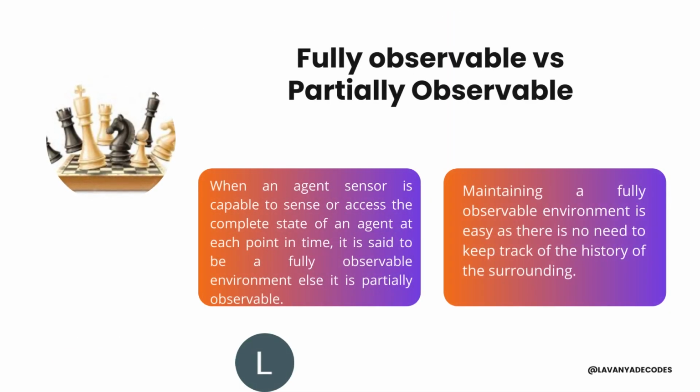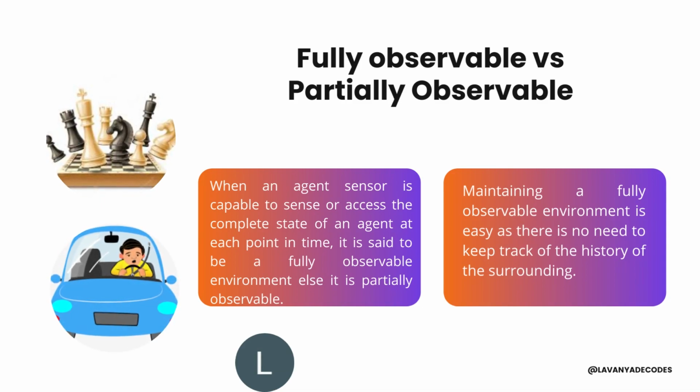Let's discuss the difference between fully observable and partially observable. When an agent's sensor is capable of sensing or accessing the complete state of the environment at each point in time, it is said to be a fully observable environment. Else, it is considered partially observable. The next important point is that maintaining a fully observable environment is easy, as there is no need to keep track of the history of the surroundings. But an environment is called unobservable when the agent has no sensors in the environment.